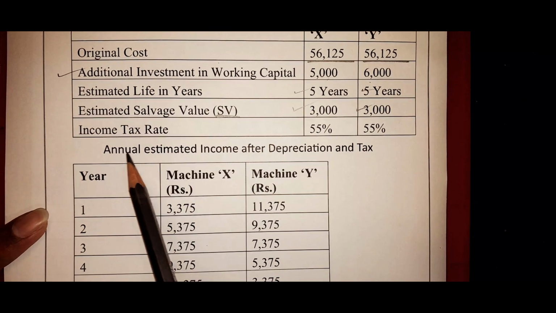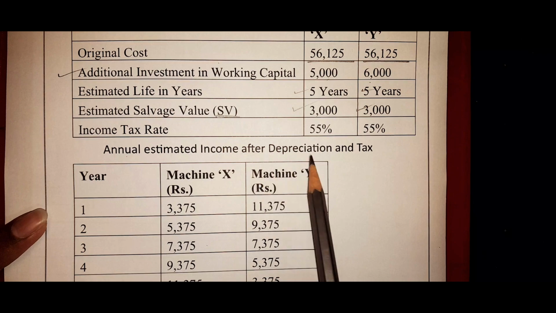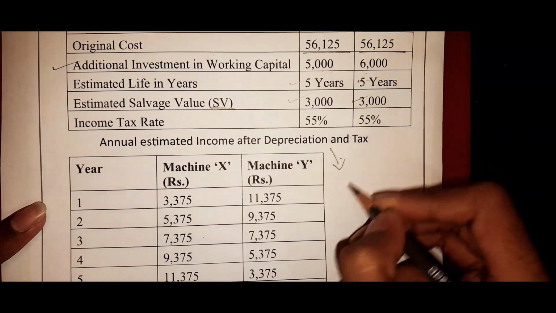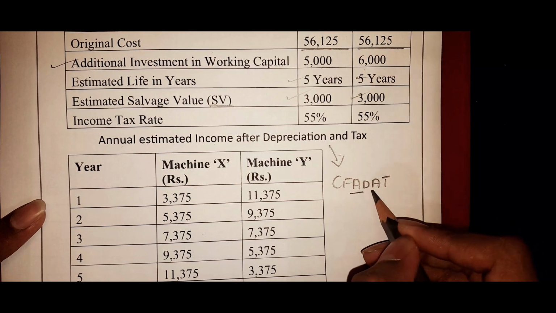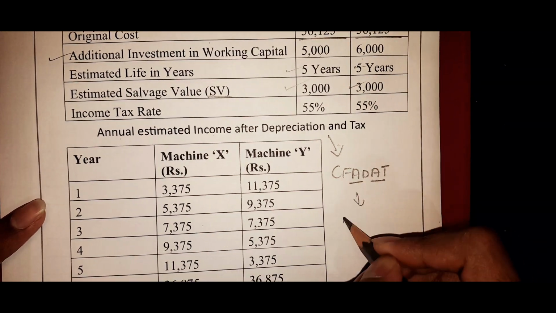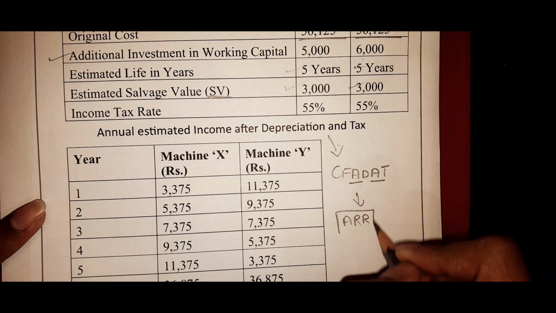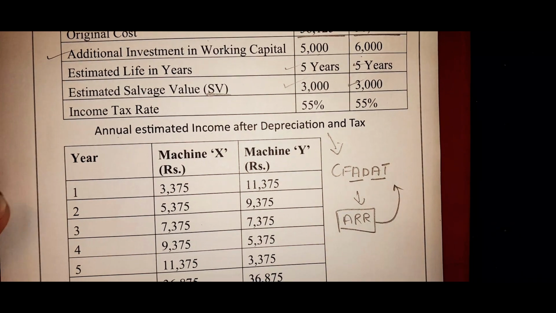Next, they have given annual estimated income after depreciation after tax. CFADAT they have given, cash flow after depreciation after tax. So even for calculating ARR, we require CFADAT only.